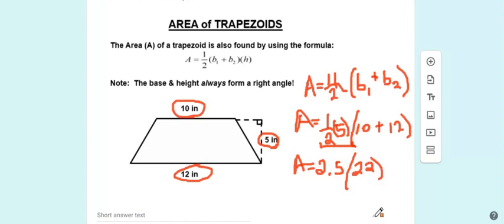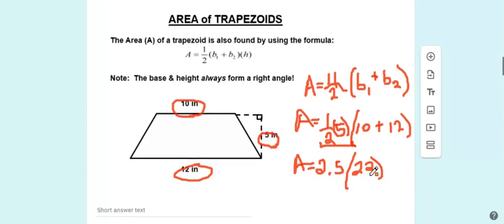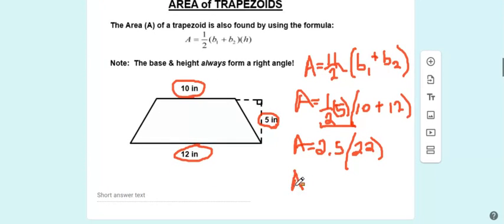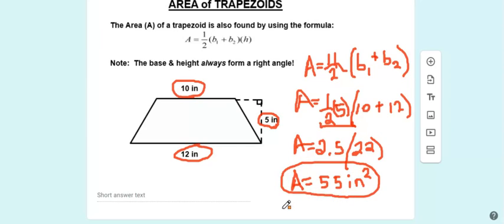So in my calculator, if I type in 2.5 times 22, that'll give me the area of this trapezoid. And if you put that in your calculator, you'll get 55. Again, this is area. Area is in square units. And so this should be inches squared. Okay, because this is a Google form, just put the number in. You don't have to put inches squared, just put the number 55 in.